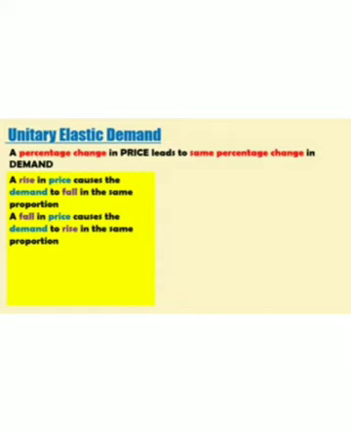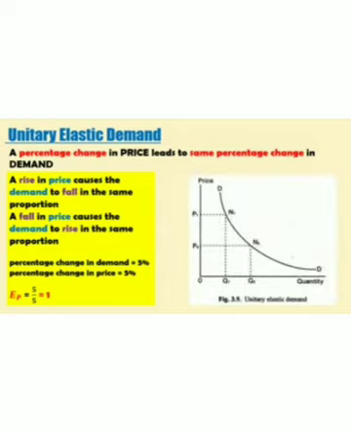Let us assume percentage change in price is 5% and percentage change in demand is also 5%. Hence, EP is equal to 1 and demand curve takes the shape of a rectangular hyperbola. In the diagram we can see that change in demand Q1 Q2 is same as the change in price P1 P2.